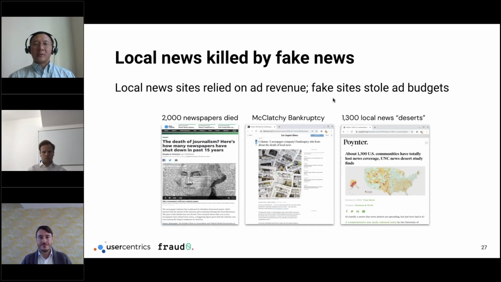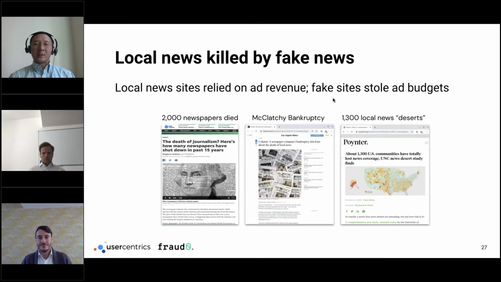So in this case, history has shown us that over the last 15 years, 2,000 local newspaper sites or local newspaper companies have died and gone away. And it's also led to even very large newspaper companies like McClatchy here in the US to file for bankruptcy because they literally cannot survive. They cannot make enough money off of digital advertising because the dollars are not going to them. They're going to criminals, right? And what that's created is what they call local news deserts. So all across the US here, there are local communities that no longer have a local newspaper, right?